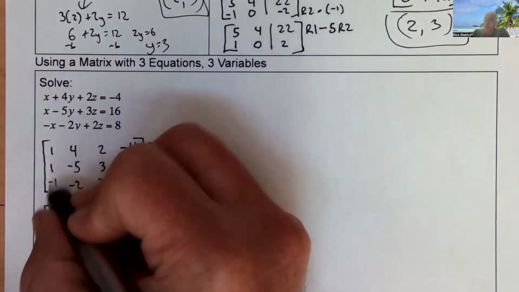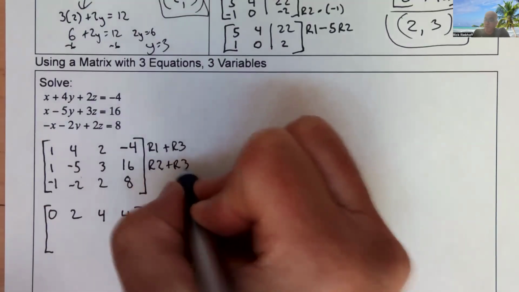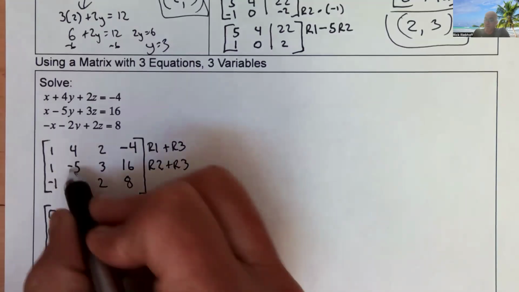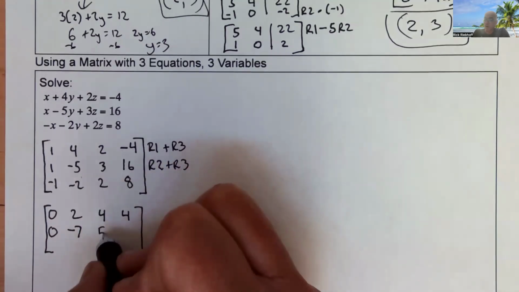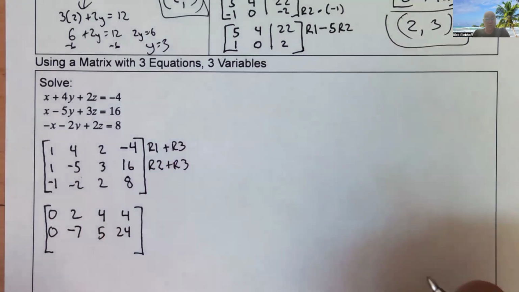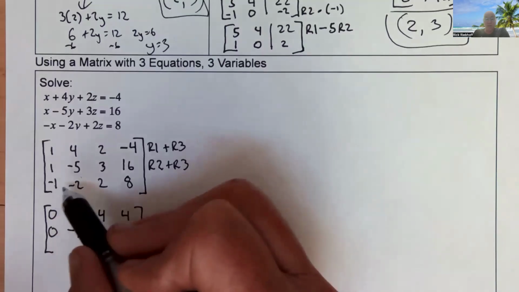What if I also added the second and third row together? So row 2 plus row 3. All right, let's do it. 1 plus negative 1, 0. Negative 5 plus negative 2, negative 7. 3 plus 2, 5. And that's going to be 24. Cool. Look at that. I got a 0 and a 0. I'd like this to be a 1, but right now it's a negative 1.